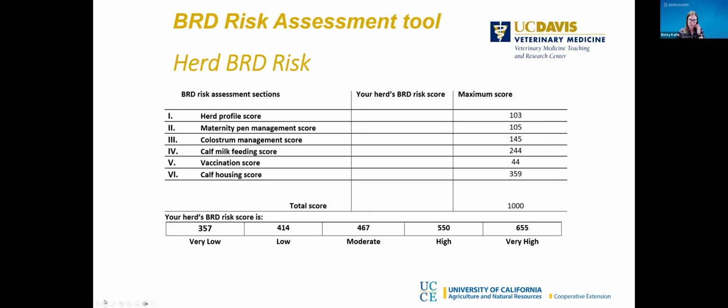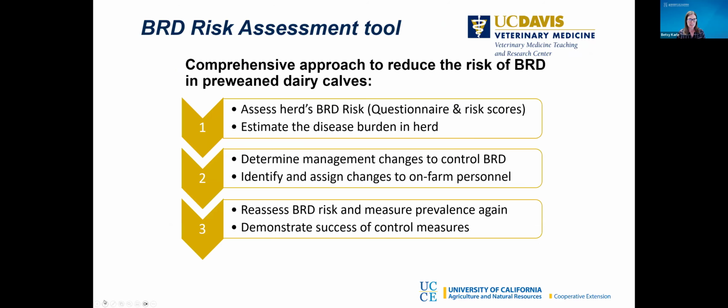So that's kind of a quick run through of the risk assessment tool. And again, I'm showing those categories that we score with the risk assessment. And so this is something that can be used on the dairy to analyze potentially the risk of respiratory disease. So that would be step one, to use this questionnaire and the risk scores to see where areas of higher risk are on a particular herd.